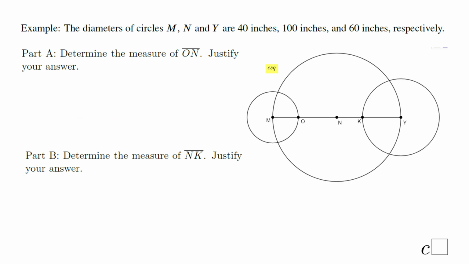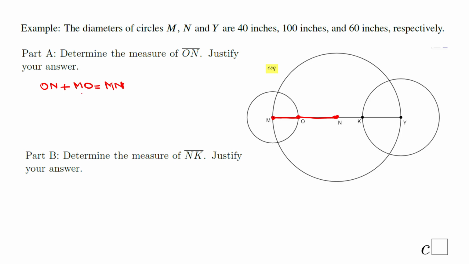Let's take a look at this problem where we have three circles, M, N and Y. The diameter of circle M is 40, the diameter of circle N is 100, and the diameter of circle Y is 60. We need to determine the measure of segment ON. This is the segment we need to find out, and we need to justify our answer. If you take a look at our picture, we can notice that ON plus MO, this addition of two segments gives us MN. This is the segment addition postulate, in case you need it.